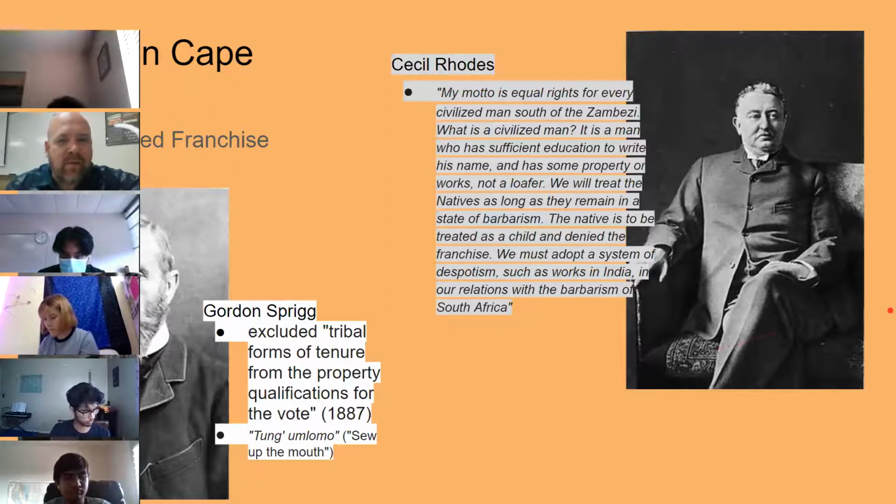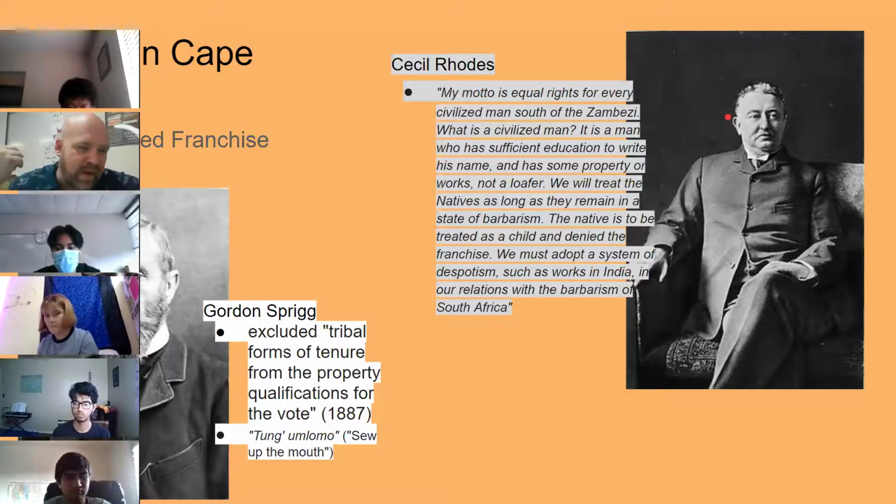And this is going to be a real problem. He's going to end up leaving. He's going to end up taking over Zimbabwe, ruling Zimbabwe for a while. Rhodesia, named after him, Rhodesia, right? Rhodesia gets renamed Zimbabwe.